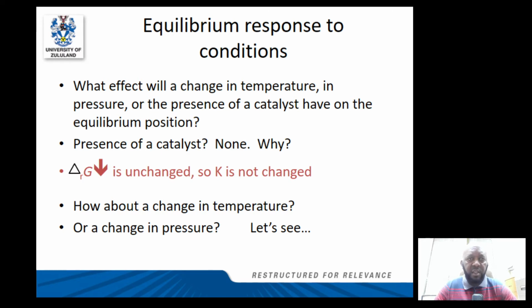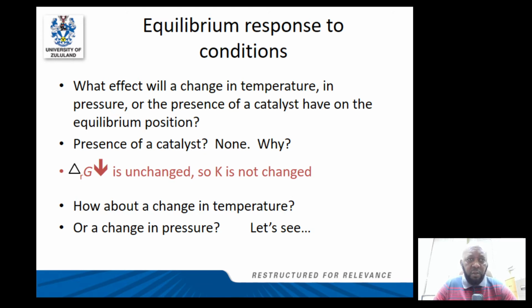So these factors include temperature, pressure, and the presence of a catalyst. The question that we want to answer is what effect will a change in temperature, a change in pressure, or the presence of a catalyst have on the equilibrium position? So let's start with the first factor. Let's see what the presence of a catalyst will have on the equilibrium conditions.